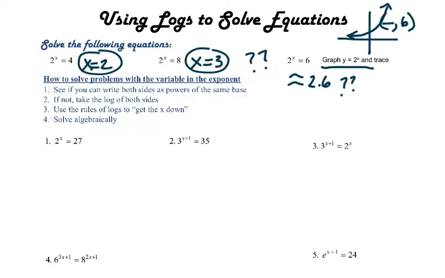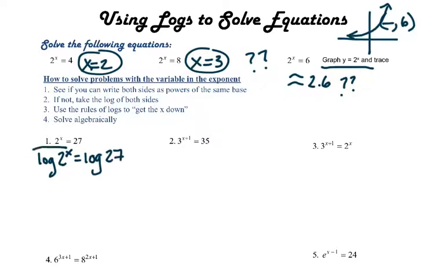So here's how to solve them. I wrote the steps down for you. You're going to first see if you can write both sides as powers of the same base. So if you can, you're good. But if not, what we're going to do is take the log of both sides. The log of 2 to the x equals the log of 27.